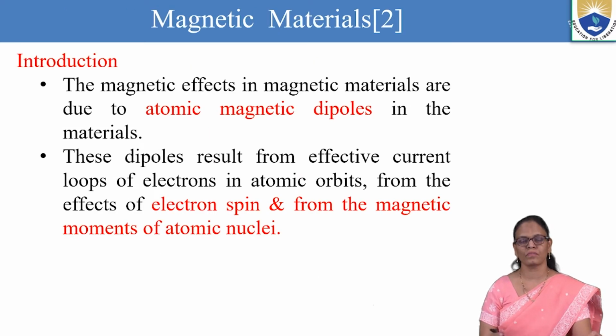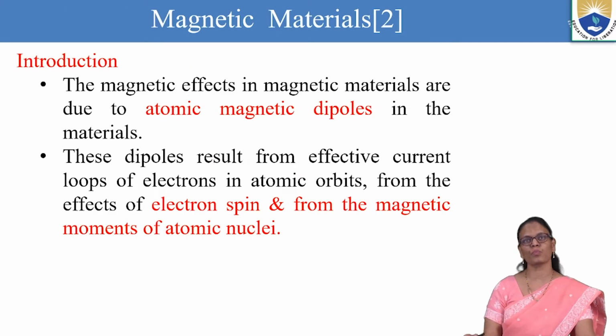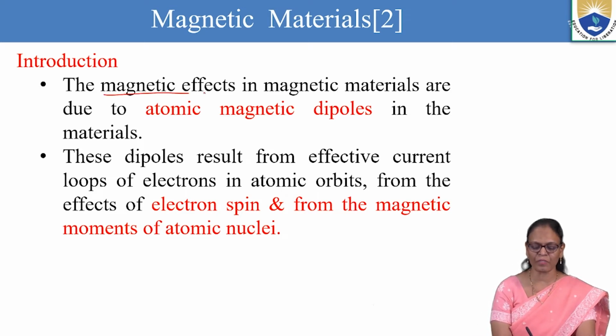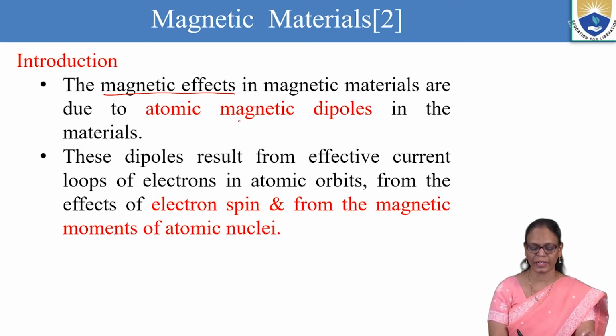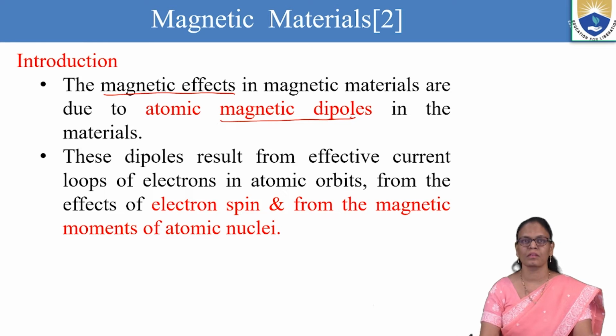So let us now see the introduction. In the introduction, what we are going to see is what magnetic materials are and how the magnetic effect is seen in magnetic materials. The magnetic effects in magnetic materials are mainly due to magnetic dipoles. So, whatever magnetic effects we see in a magnetic material, they are due to dipoles. So, what are these dipoles?